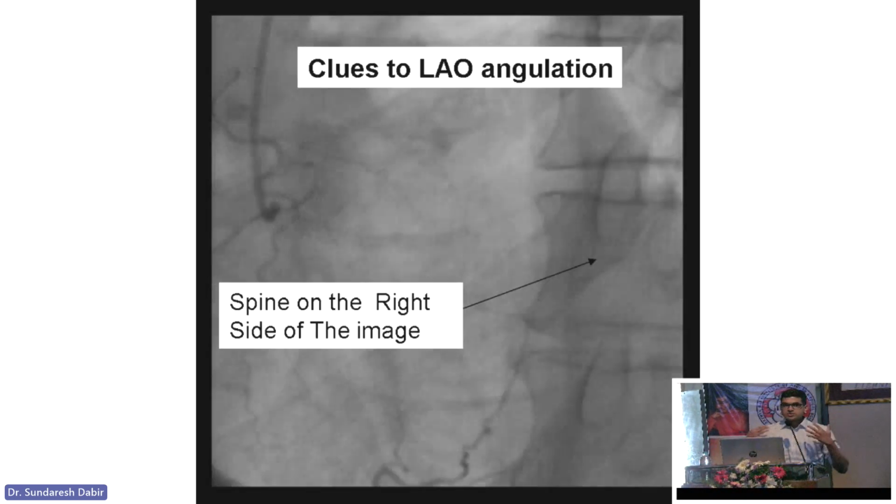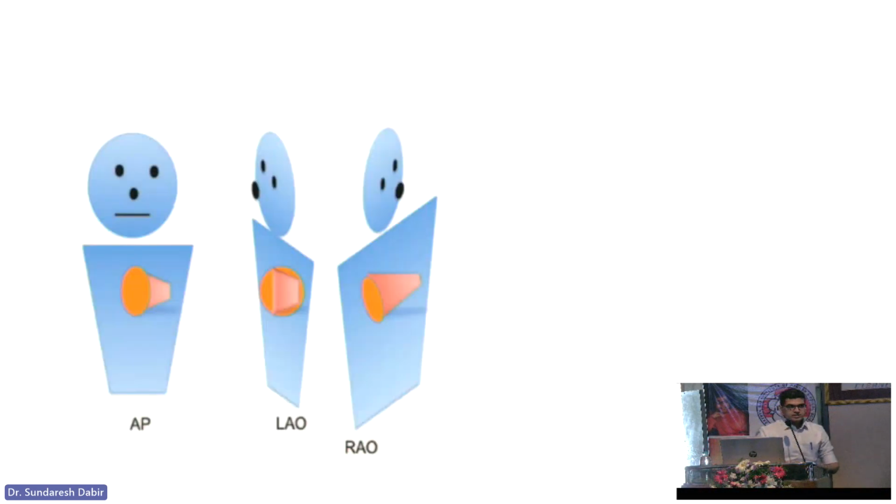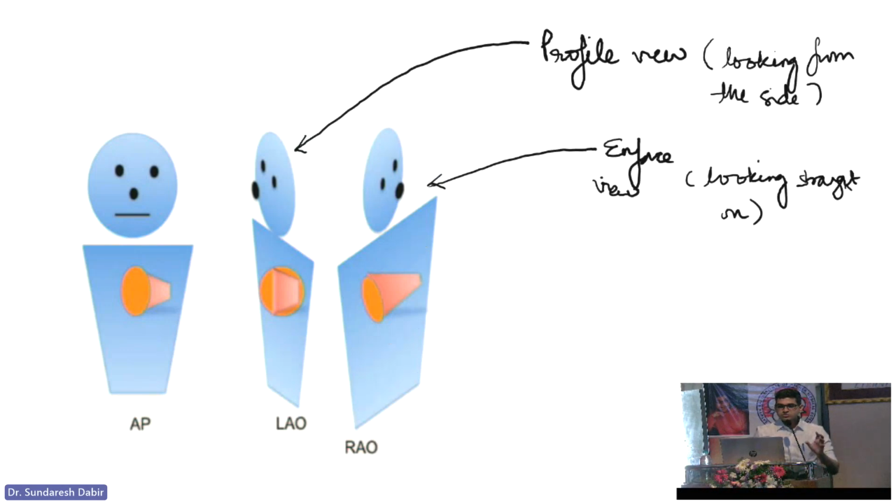So an en-face view is when you're looking at me straight on. A profile view is when you're seeing me from the side, right? And how do we assess coronary segments and what is the concept of orthogonal view?